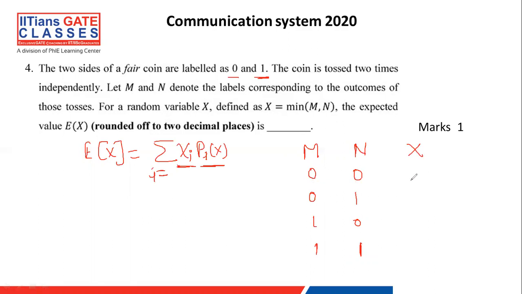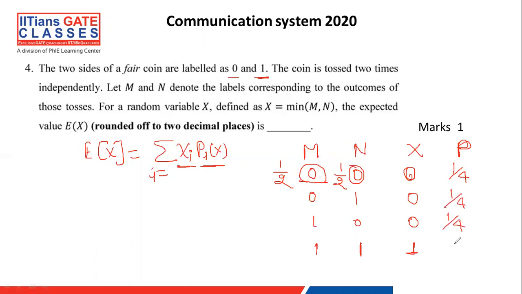So here the minimum of M and N is 0. Here again the minimum of M and N is 0. Here also the minimum of M and N is 0. Here the minimum of M and N is 1. This is the X. Now what is the probability of this? The probability of getting this equal to 0 is half. The probability of getting this 0 is also half, and they will be independent. So the probability that both M and N are 0 is 1 by 2 into 1 by 2, that will be 1 by 4. This will also be 1 by 4, 1 by 4, and 1 by 4.